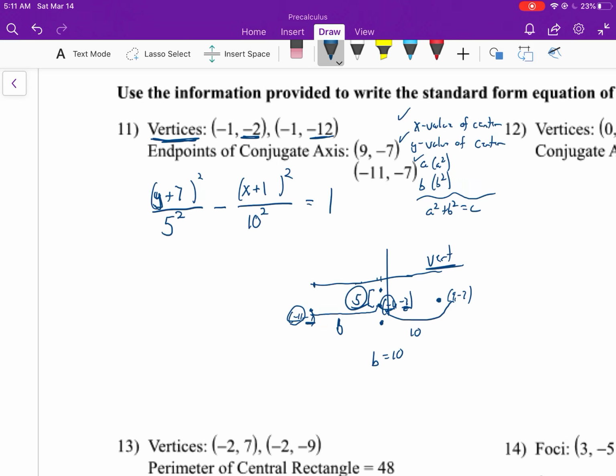Don't let that confuse you. In an ellipse, not a hyperbola, a has to be greater than b. But in a hyperbola, a does not have to be greater than b. So there is the equation of the hyperbola with that given information.